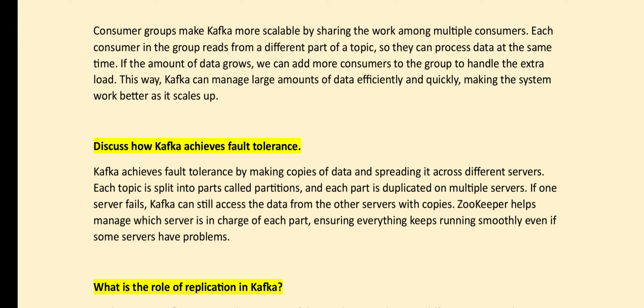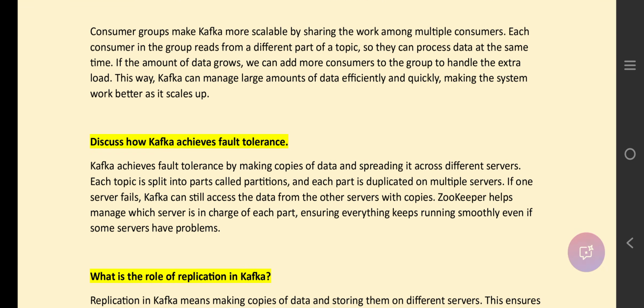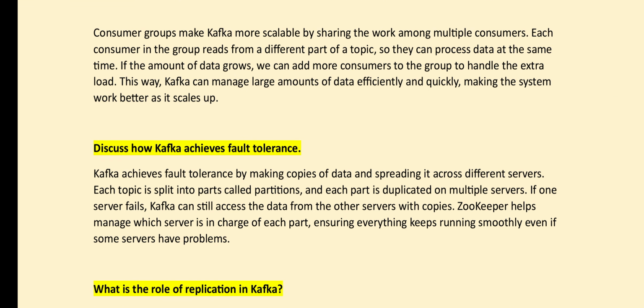Discuss how Kafka achieves fault tolerance. Kafka achieves fault tolerance by making copies of data and spreading it across different servers. Each topic is split into parts called partitions, and each part is duplicated on multiple servers. If one server fails, Kafka can still access the data from other servers with copies. Zookeeper helps to manage which server is in charge of each part, ensuring everything keeps running smoothly even if some servers have problems.